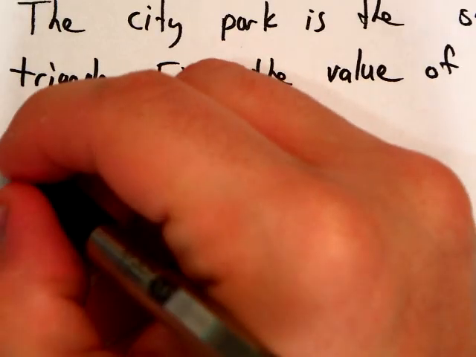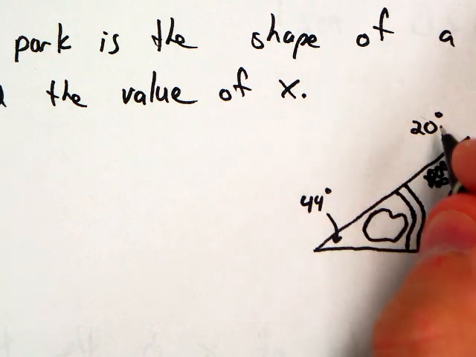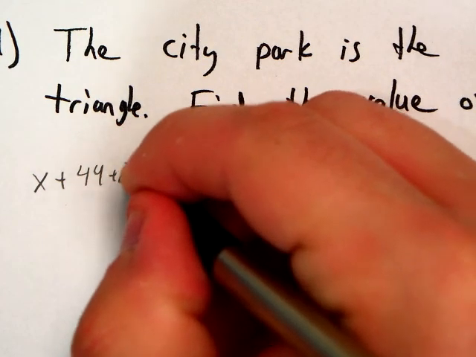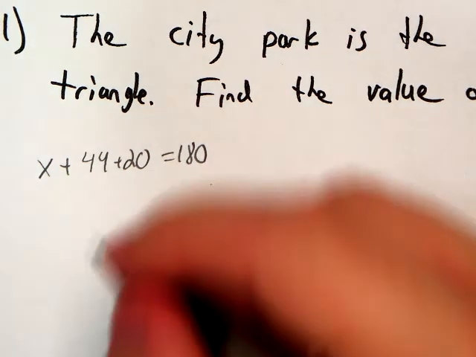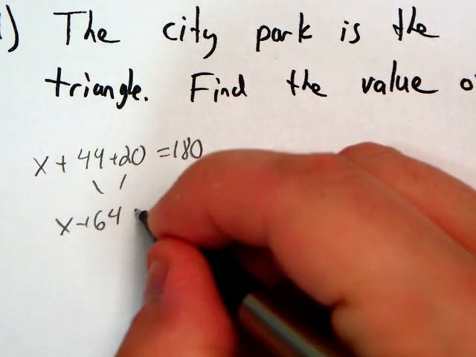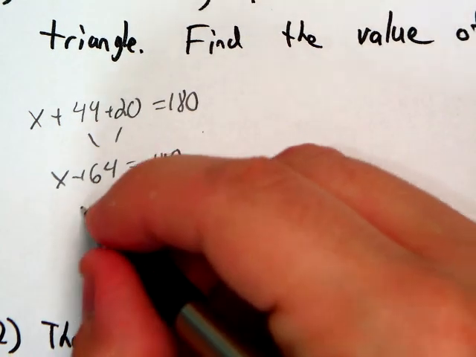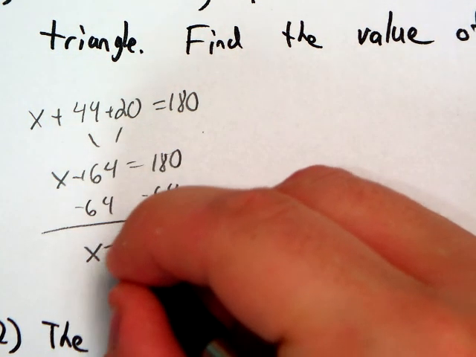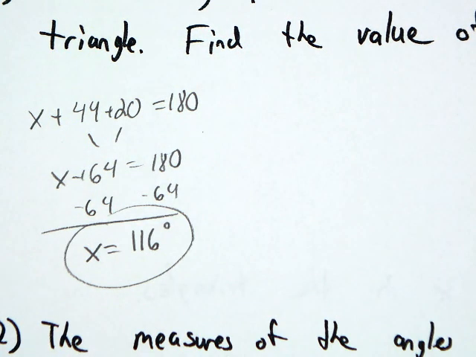And if we do that, it would be X plus, we have an angle 44 and an angle worth 20. So, 44 plus 20. And remember, that sum is 180. Combine like terms, that's 64. And now we have a one-step equation where we subtract 64 from both sides. We get X equals 116 degrees.